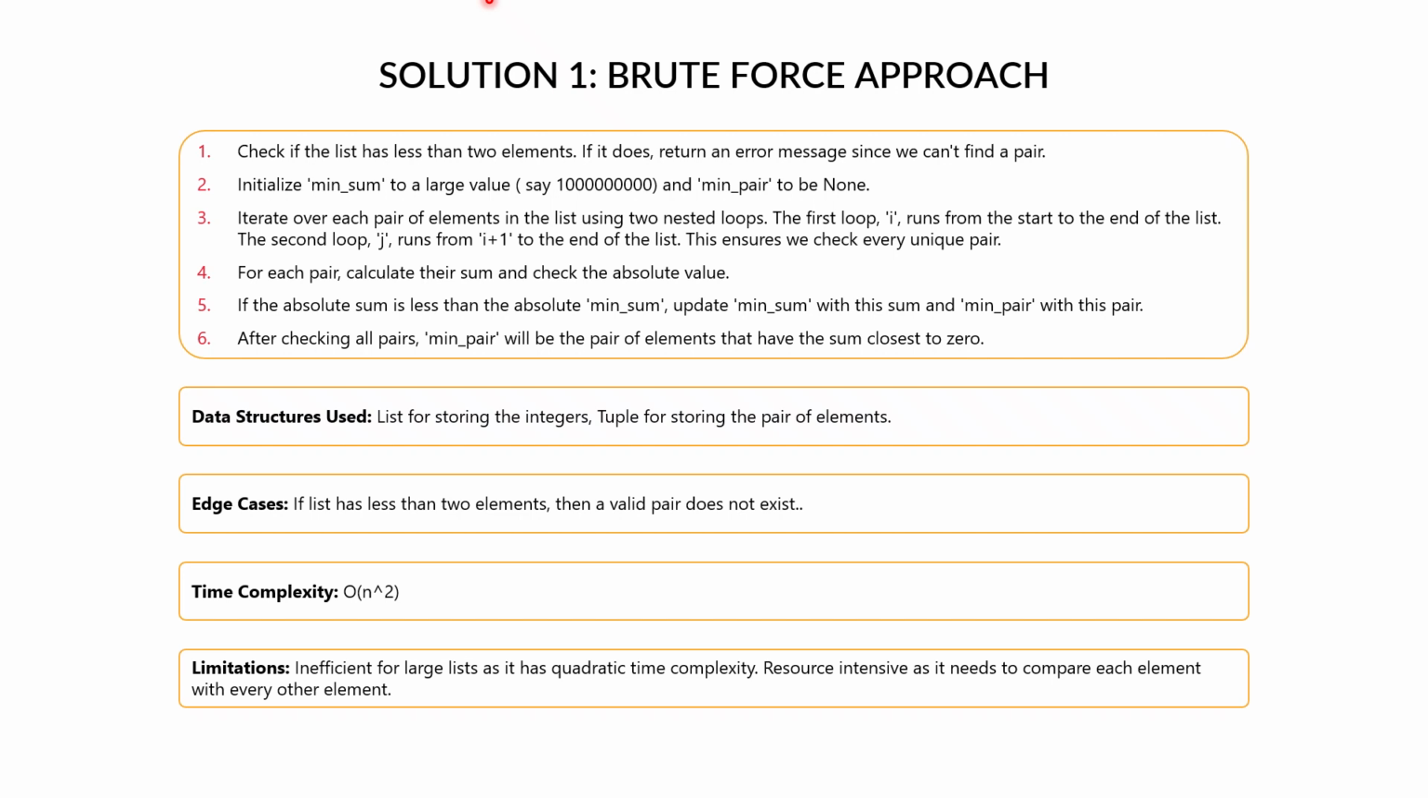Now, let's talk about the time complexity. The time complexity of this particular case is of the order n square, which means if the size of the list is doubled, then the time it takes for the program to find the pair increases by 4 times. So there is a quadratic time complexity associated with this. Now, it is very evident why this method is inefficient for large lists where the quadratic time complexity becomes very, very high.